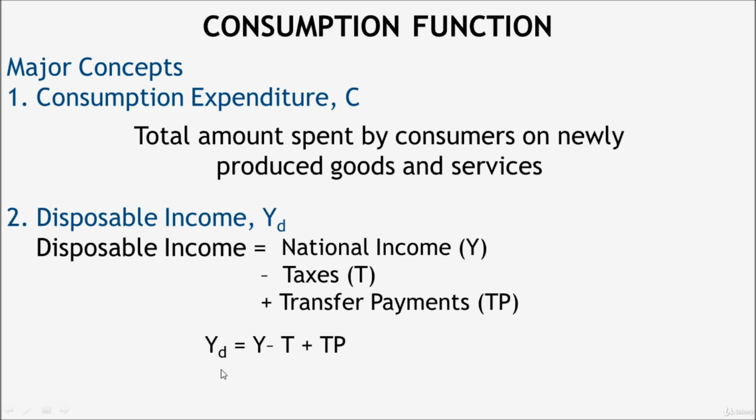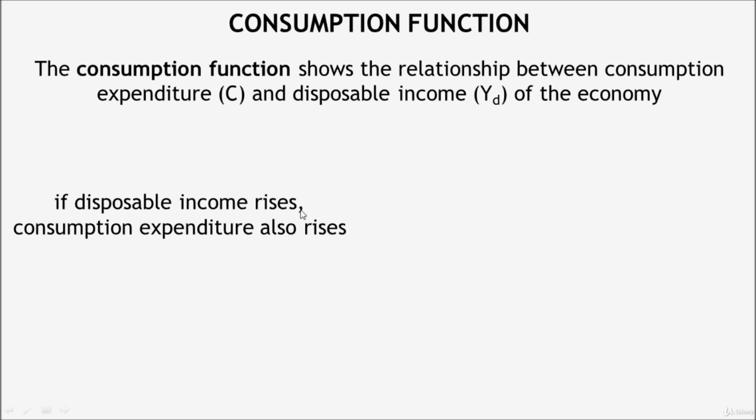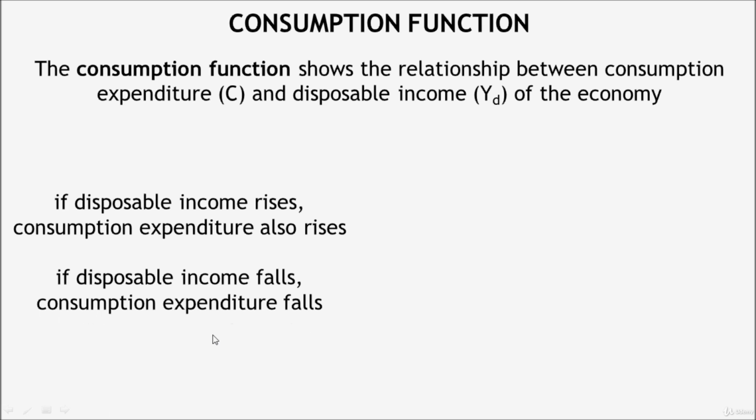It is very important to know the disposable income as it tells us how much the consumers actually have to consume or to save. Let us now define the consumption function. Consumption function shows the relationship between consumption expenditure and disposable income of an economy. And the relationship between consumption expenditure and disposable income is positive. That is, if disposable income rises, consumption expenditure also rises. And if disposable income falls, consumption expenditure falls.